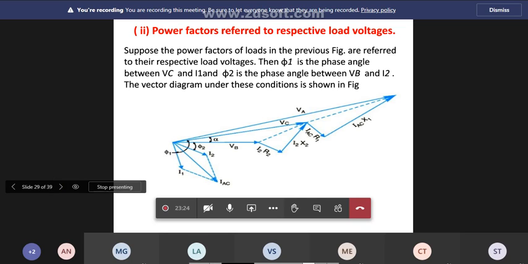Next one: power factor referred with respect to the load voltages, the total load voltage. Individual consumers have their own power factors, and the total load voltage has its own power factor. That is nothing but the difference between these two power factors, which we first have to calculate. This one is alpha. Once we calculate alpha, the remaining is the same, ditto the previous one. Why? Because in the previous one we calculated the individual consumer voltage drops.